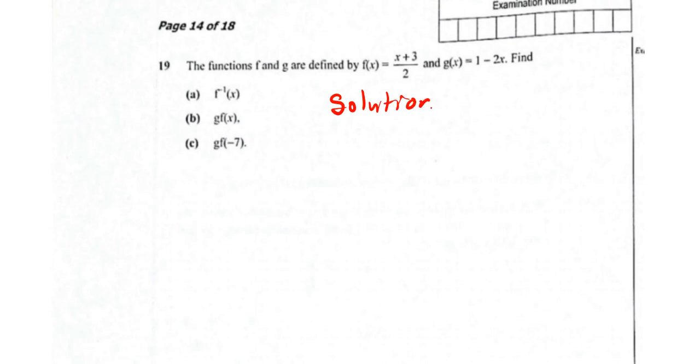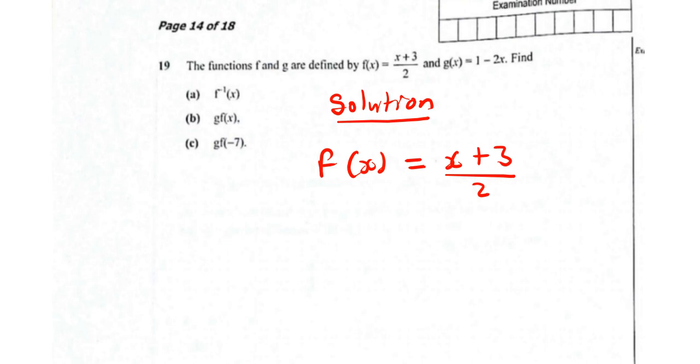The first thing I want you to understand is that given a function f of x equal to x plus 3 over 2, and you have been told to find the inverse of this function, the first step is to replace where there is f of x with y. So it's going to be y equals x plus 3 over 2. After you have done this, what is the next step? The next step is to strive so hard to make x the subject of the formula.